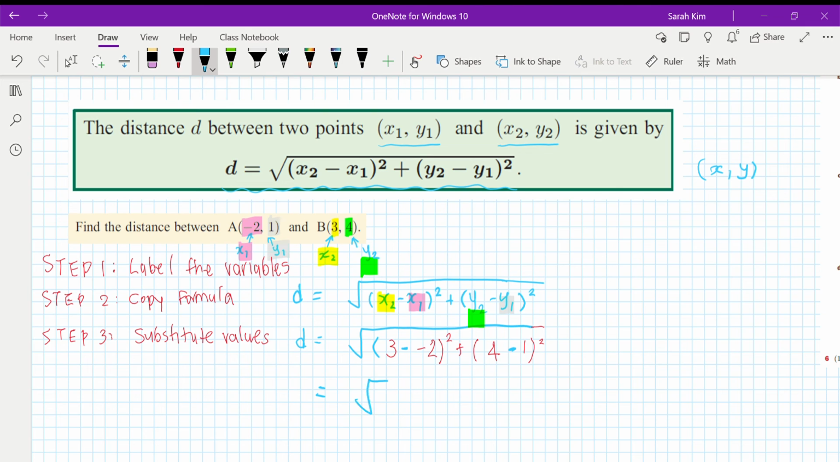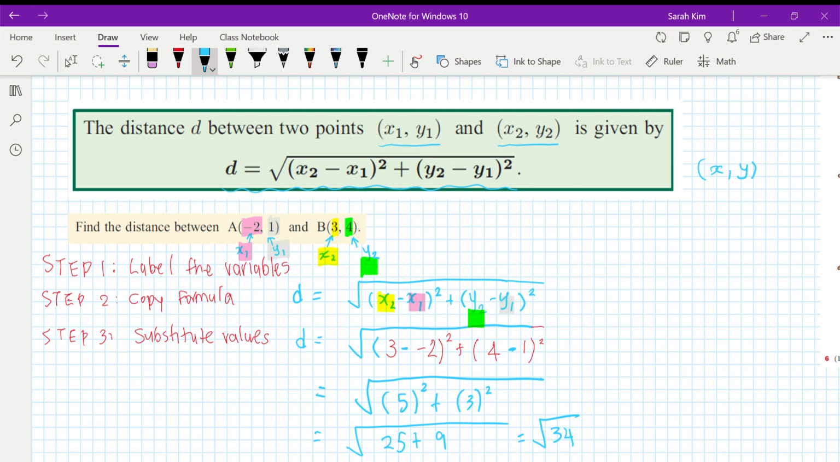So my big square root, I have to solve the inside of the bracket. 3 take away -2, so that minus turns into a positive. So it's 3 plus 2, which is 5. I've got 4 take 1, which is 3, so it's just 3 squared. So 5 squared, 5 times 5 is 25. 3 squared, which is 3 times 3, is 9. If I keep going, 25 plus 9, that is 34.